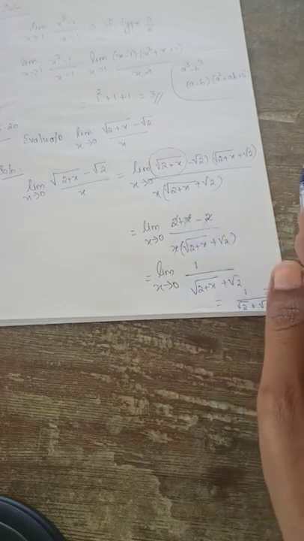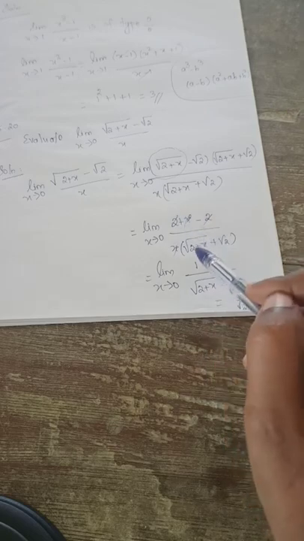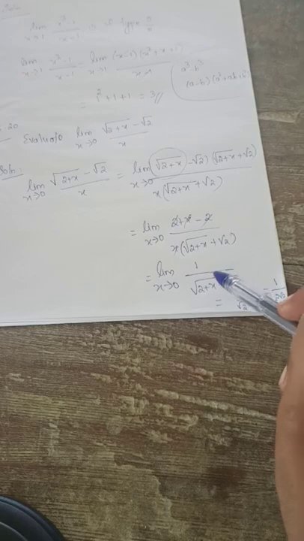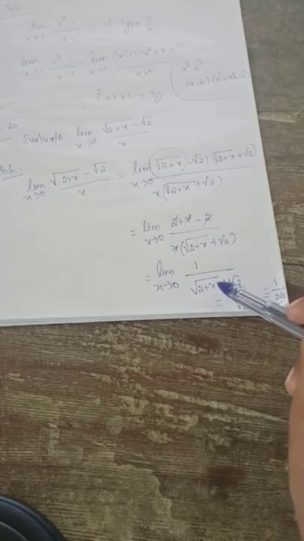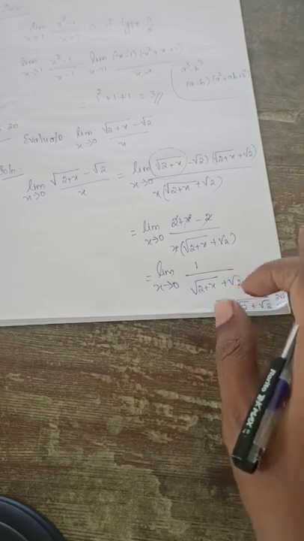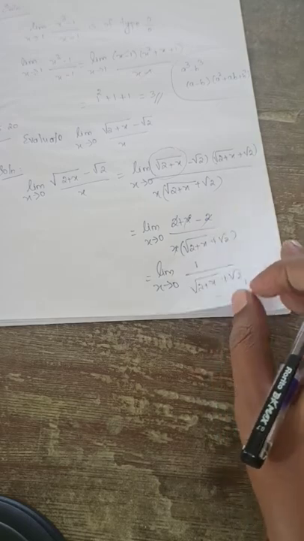So 2 and 2 will get cancelled. So again x and x will get cancelled. So 1 divided by square root of 2 plus x plus root 2. Okay, so square root of 2 plus x, in the place of x you will substitute 0, what will happen? 1 by root 2 plus root 2. So 1 by root 2 plus root 2 means 2 times root 2, is it right? So 2 root 2. Understand, students? Have you got it? Okay, let's move to next question.